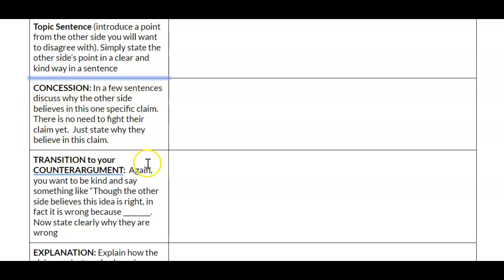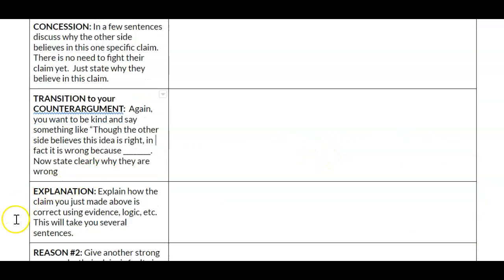All right, moving on. So the next box, you're going to transition to your counter argument. So you want to say something along the lines of, though the other side believes this idea is correct, in fact, it is wrong because. So here's where you're trying to present the flaws in the other side's argument. So you need to clearly state why their claim is incorrect or why their evidence is not strong in this box. And then here's where you need to explain it. So this box, step 3, will probably be about a sentence or two.